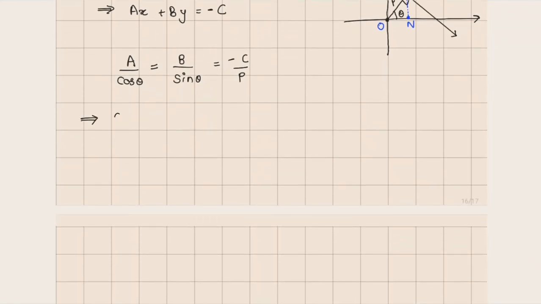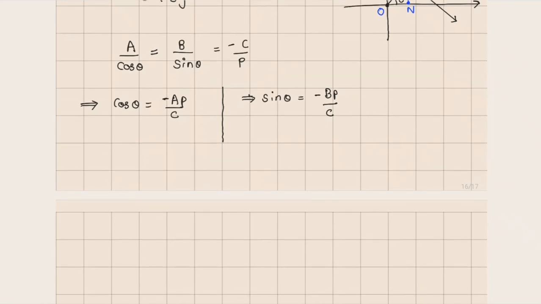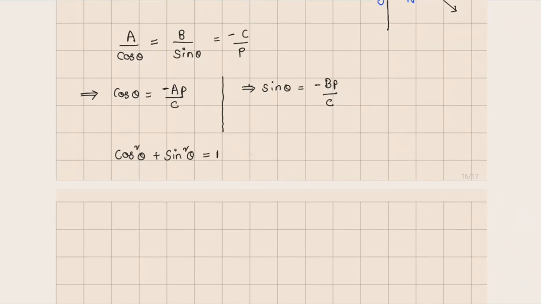From this we get cos theta equals, taking minus c by p to the left hand side, minus ap by c, whereas sin theta equals minus bp by c. We all know an interesting identity between cos and sin: cos square theta plus sin square theta equals 1. So if we substitute cos theta and sin theta, we get a square p square by c square plus b square p square by c square equals 1.